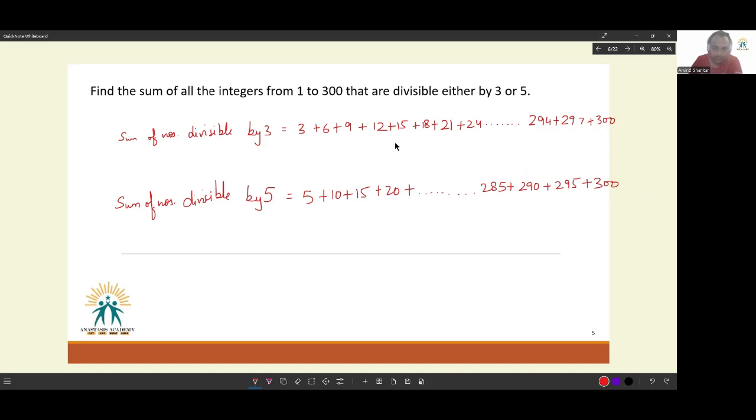The challenge occurs if there are going to be some numbers. See, we are looking for numbers that are divisible by 3 or 5. A number like 15 poses a challenge. Because if I find out sum of this series, first series, 15 is included there. If I find out sum of the second series, 15 is also included here. And what is this 15? It is basically LCM of 3 and 5. 15 is coming in both these series.